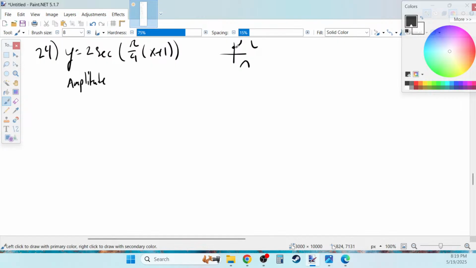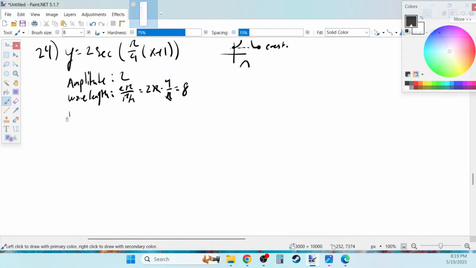Starts on the crest, and it'll end on the crest too, because all waves will start and end at the same y value. Amplitude of this is 2. The wavelength is going to be 2 pi over 4, which is 2 pi times 4 over pi, which is 8.